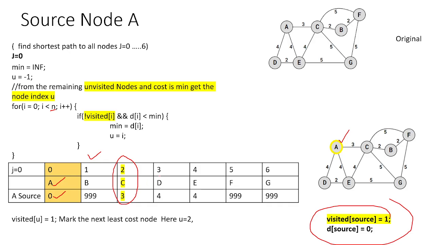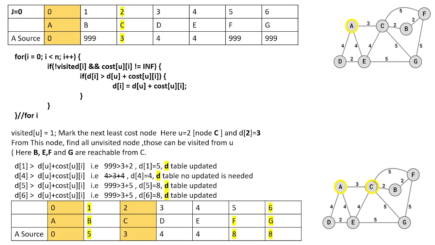Then go to the next node, cost is 4, which is not less than 3, skip. Next node, cost is 4, not less than 3, skip. Cost is 999, not less than 3, skip. Sixth one, cost is 999, which is not less than 3. So among all the unvisited nodes, C is the next least cost node. So you have to mark that node as visited.